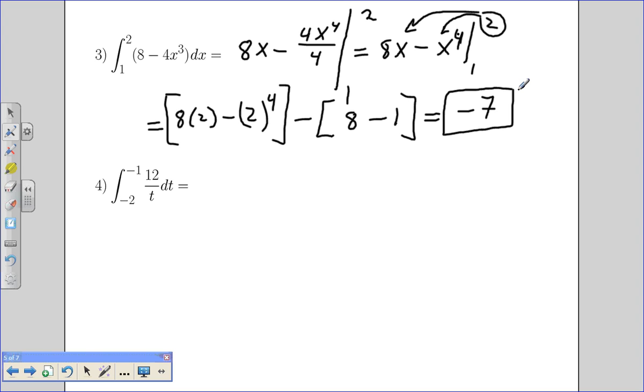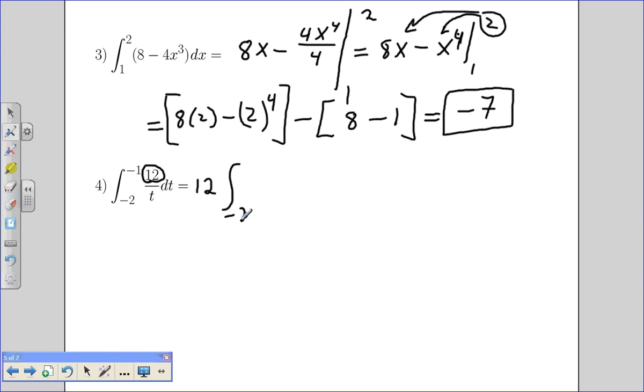Now for this next problem, what we have is this 12 over t. And so what I'm going to do is this 12, I don't really want to have that inside the integral because I'd like to integrate this as natural log. So I'm going to rewrite this. I'm going to take the 12 out front. I'm going to integrate from minus 2 to minus 1 of 1 over t dt.